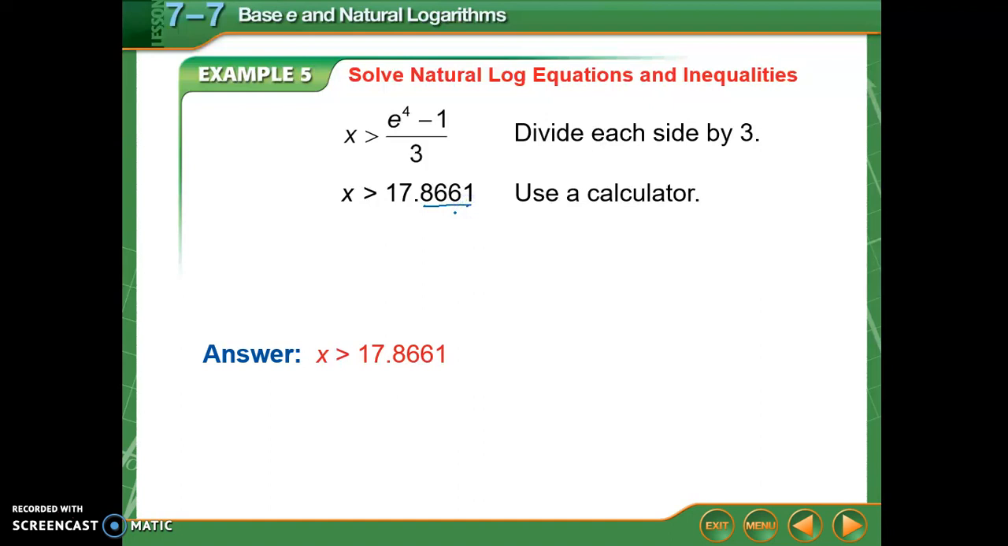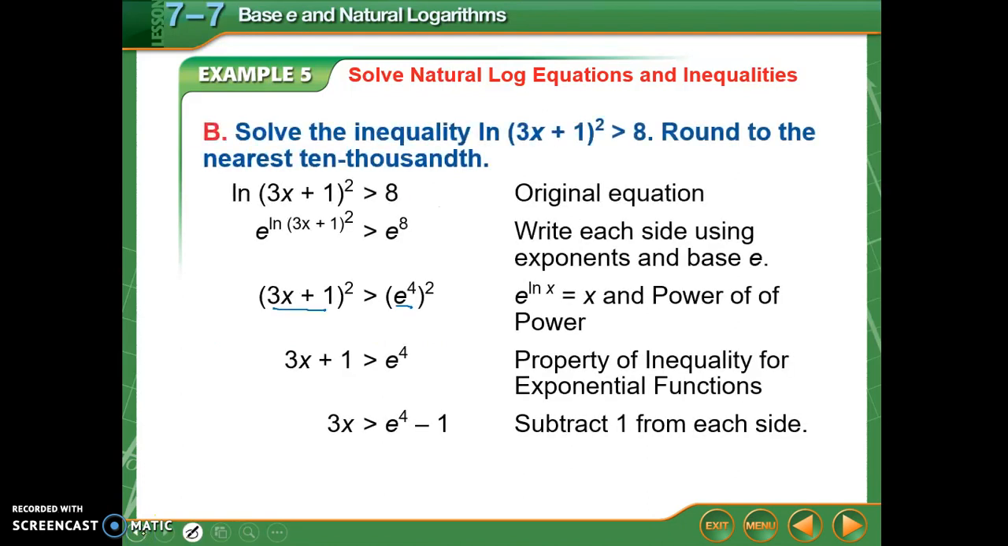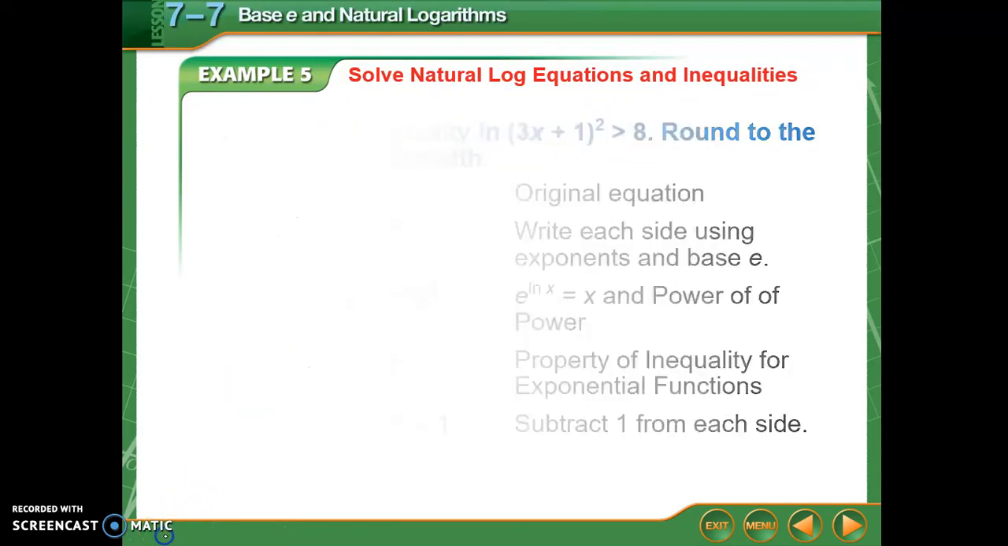Notice we're normally rounding to the nearest 10,000th, which means I'm rounding to 4 places after the decimal point. And since it's a greater than inequality, we don't have to worry about it giving us something in our original inequality that would not work. If I plug in 17 point something into here, it's always going to be positive, especially because I'm squaring it. So I don't have to worry about any zeros or negatives being inside of my logarithm.